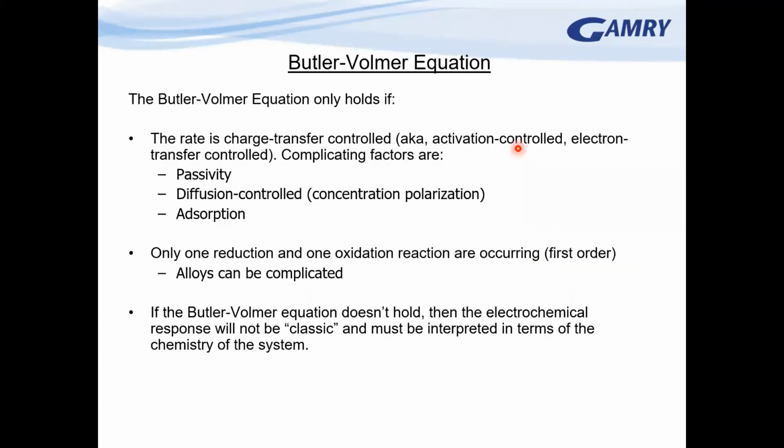The equation only holds for charge transfer controlled rates, and complications arise if there is passivity due to oxide layer formation, for instance, or diffusion control, also called concentration polarization, which may be the diffusion of reactants to the surface or products away from the surface. We're also making the assumption that there's one oxidation and one reduction reaction, and alloys can complicate this situation.